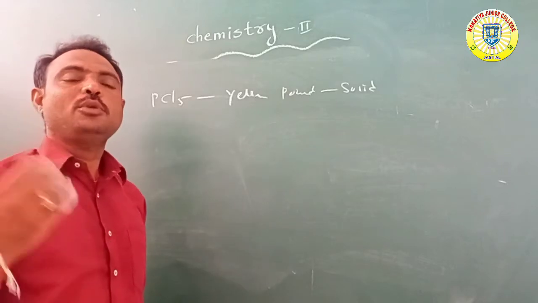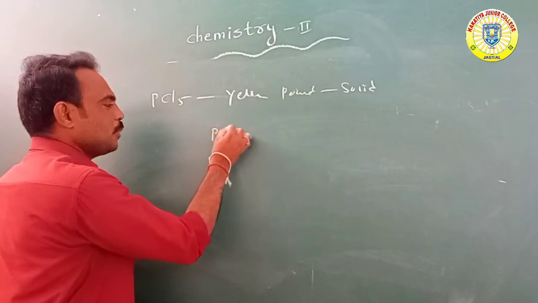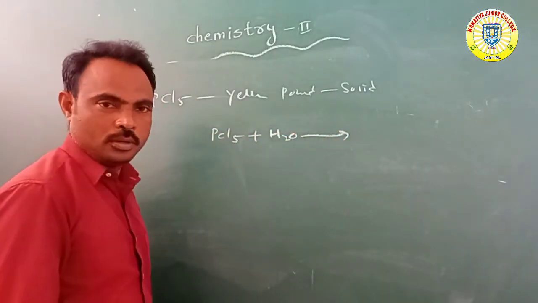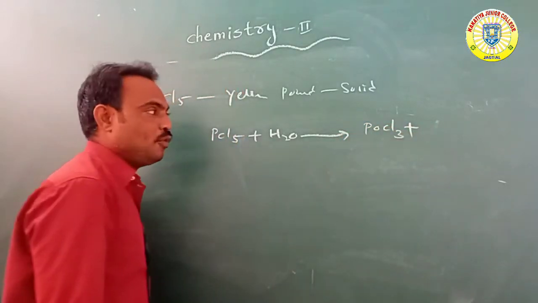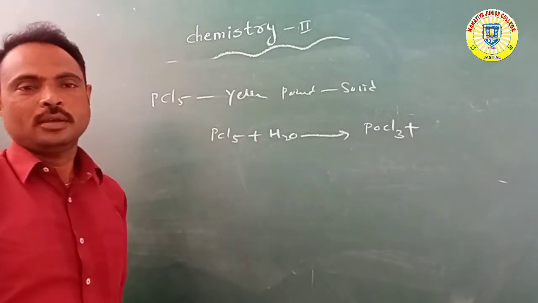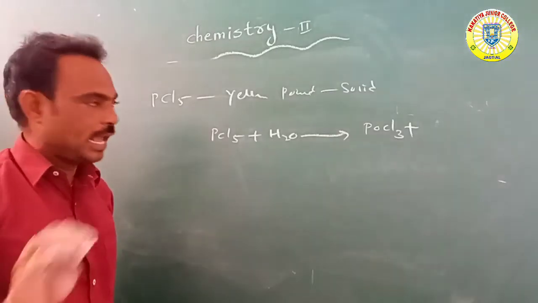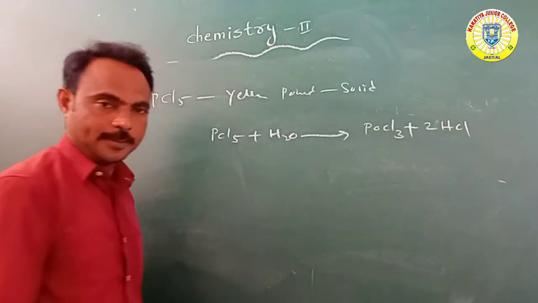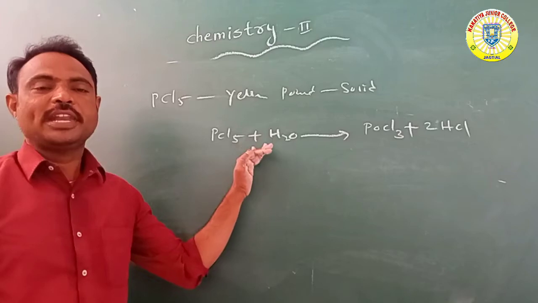It reacts with water molecules to form different types of compounds. Suppose PCl5 reacts with a water molecule to form POCl3, phosphorus oxy trichloride, and next, HCl, hydrochloric acid. It is a very important reaction.